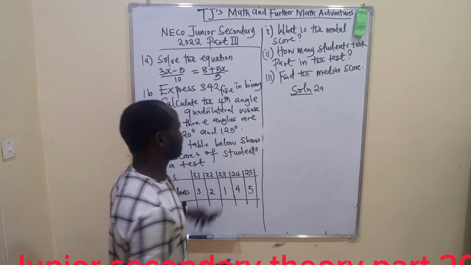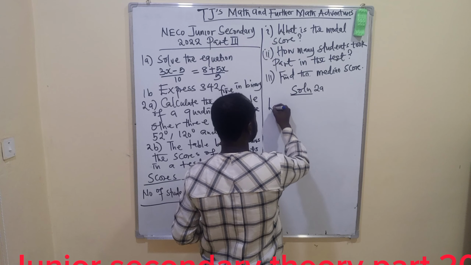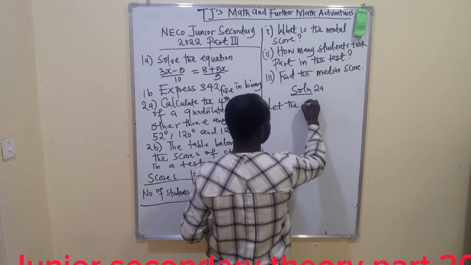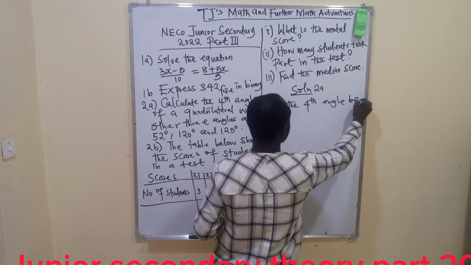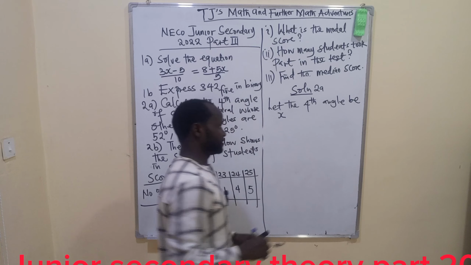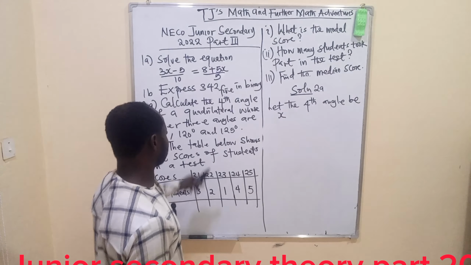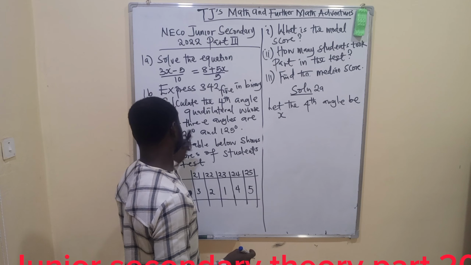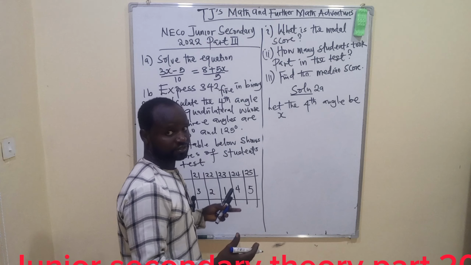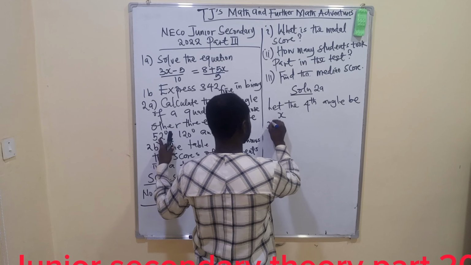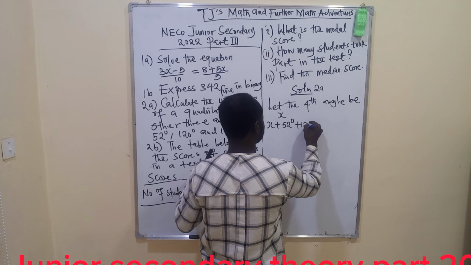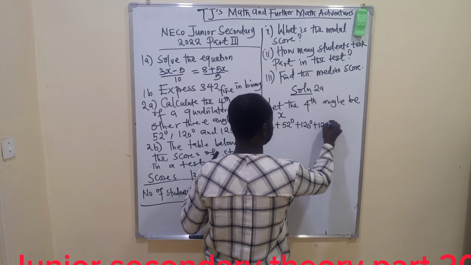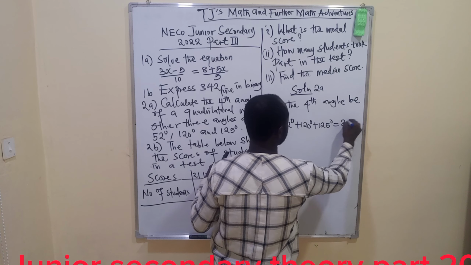The sum of angles in a quadrilateral is 360 degrees. So we are asked to calculate the fourth angle. Since we don't know it, let the fourth angle be x. If we sum the angles plus x, it will be 360. So we have x plus 52 degrees plus 120 degrees plus 125 degrees equals 360 degrees.